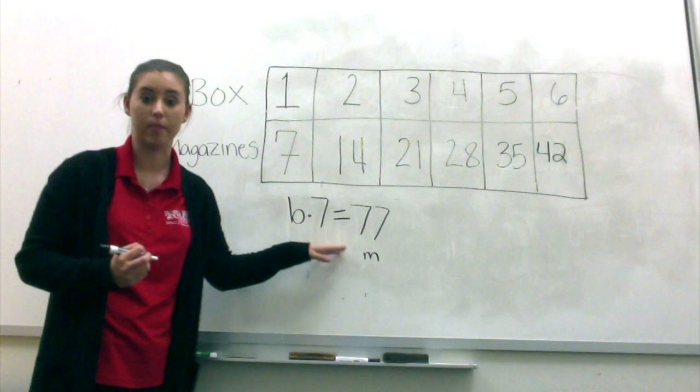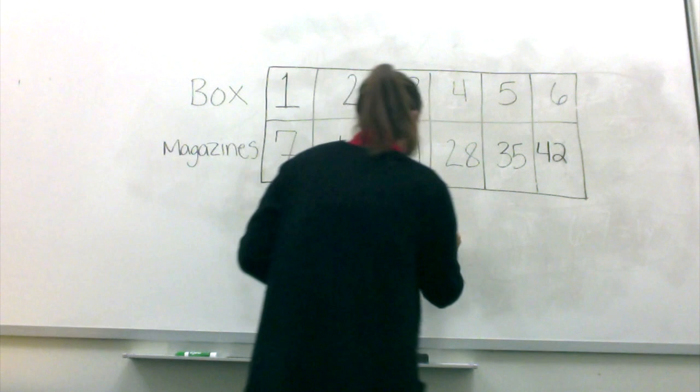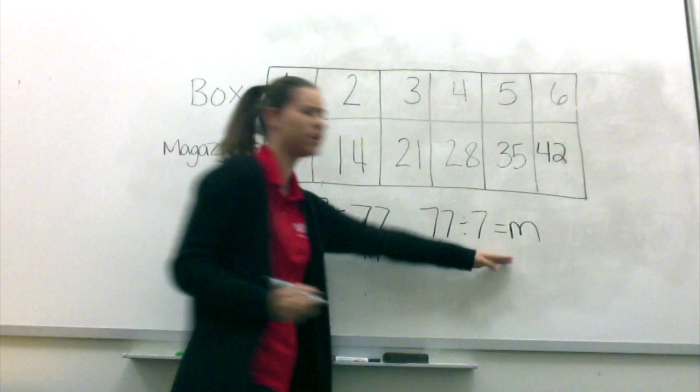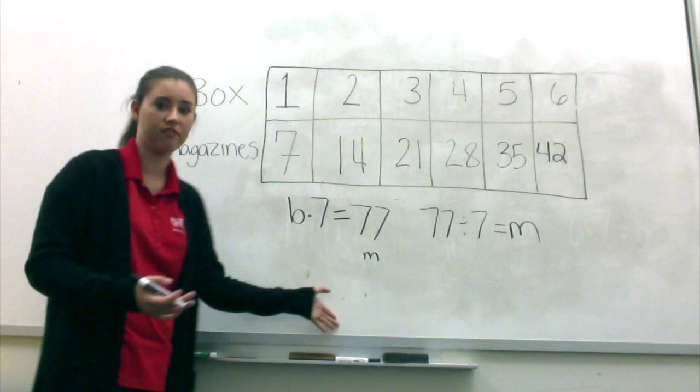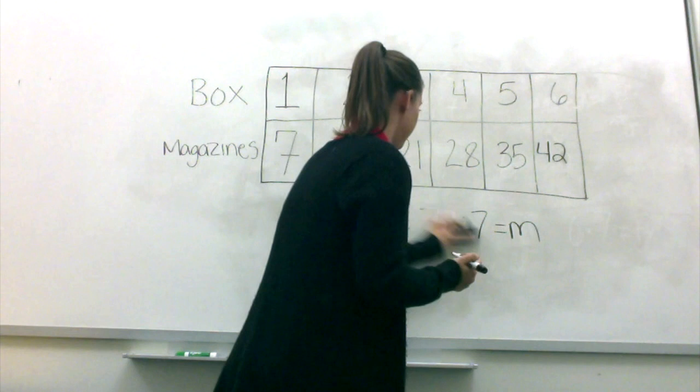So, what is a way that I could do this? Divide 77 by 7? And that would give me my boxes, but this is sometimes hard to do in my head. So I could draw 77 magazines, and then I could group them into 7s, not 7 boxes. All right, so let's try that.